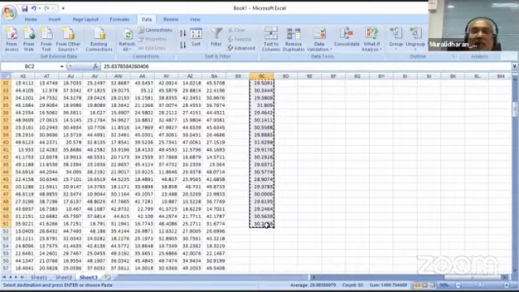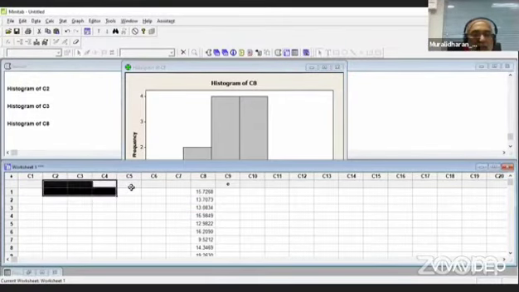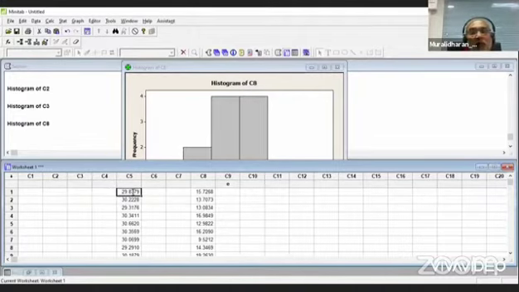Now I'm changing the platform again. Okay, I'm sharing the MINITAB again. Let me share the MINITAB software again. Okay, so this is the MINITAB software. I'm just copying it. Okay, let me draw the graph.